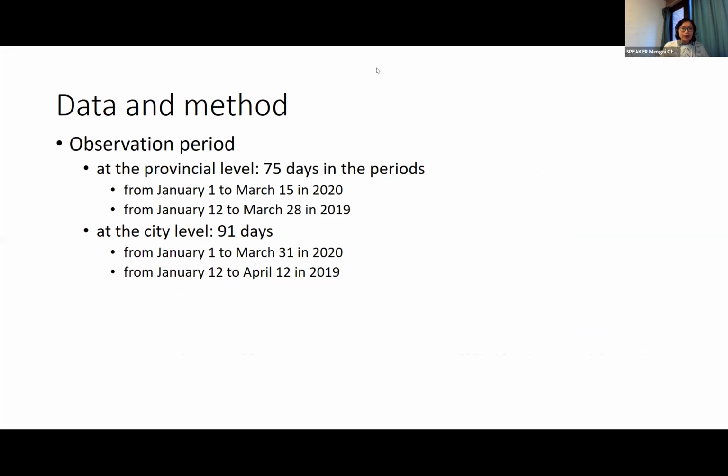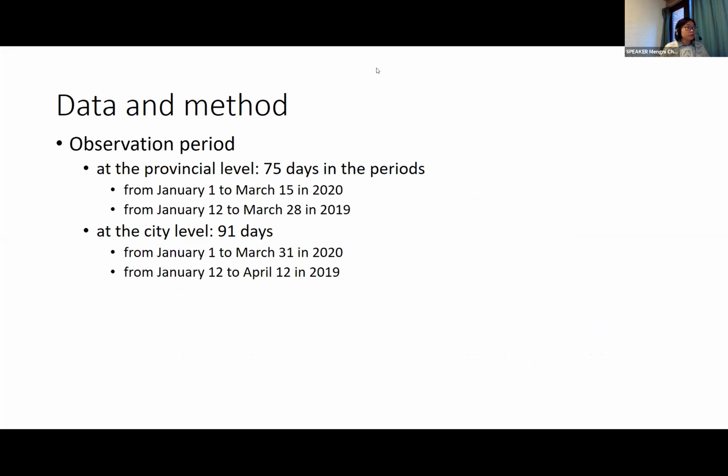So the observation period for this study at the provincial level covers 75 days, from January 1st to March 15 in 2020. And for 2019, it covers January 12 to March 28. So the 2 years correspond to each other in terms of the lunar calendar.